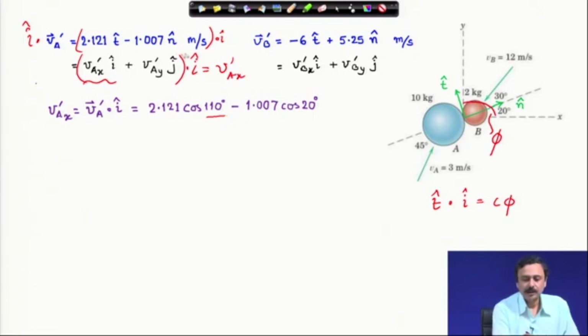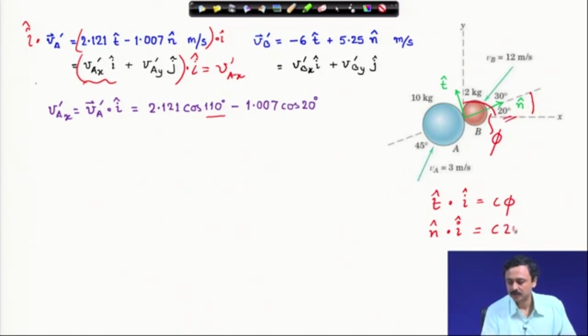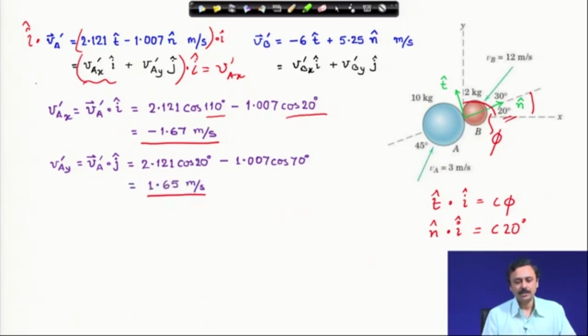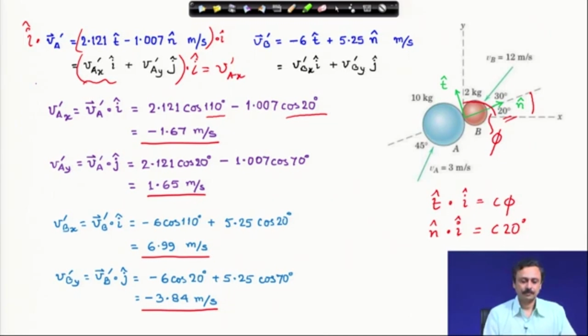And this n cap dot I cap is the angle between n cap and I cap. So, this angle is 20 degree. So, that is cos 20 degree, that is what we have here. Therefore, whatever you calculate from here must be V A x prime, and that turns out to be minus 1.67 meter per second. Same thing you can do for the j component, a straightforward extension of this idea, and you can calculate everything. So, this I will leave to you to complete.